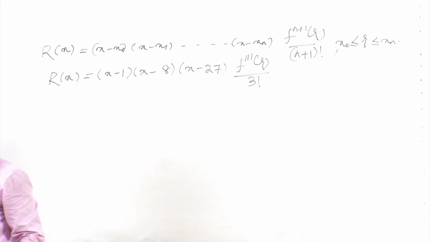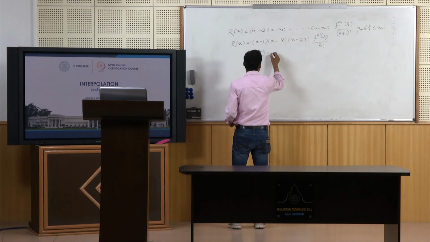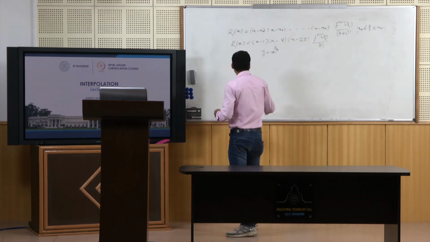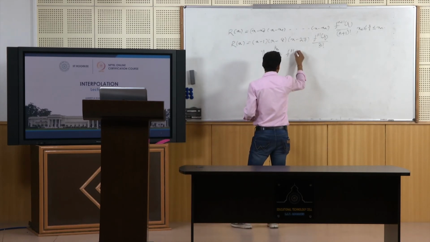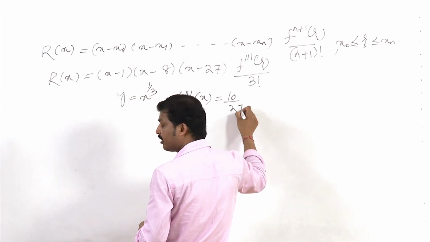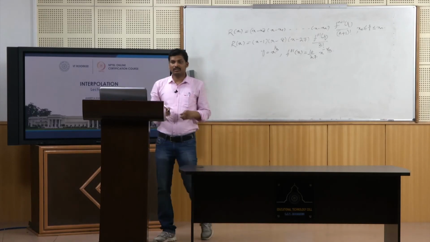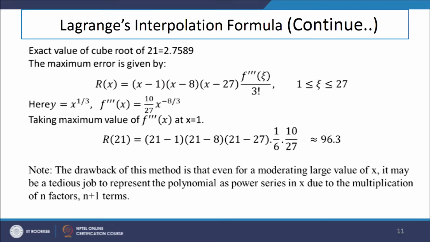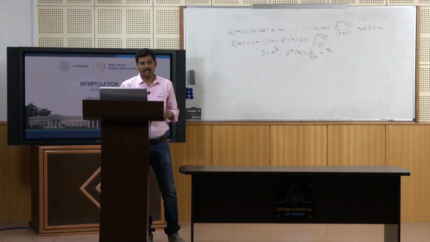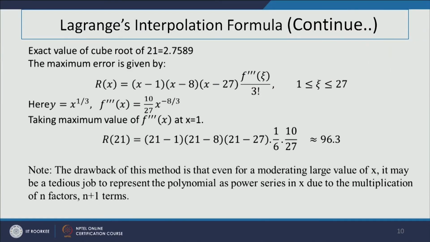So if you go for the computation of this error term here, y can be expressed in the form of x to the power 1 by 3, and if you go for this triple order derivative f triple dash of x here, I can express this as 10 by 27 x to the power minus 8 by 3, and the maximum value of f triple dash x can be obtained at x equals 1, and hence your error term, that is R of 21, can be written as (21 minus 1)(21 minus 8)(21 minus 27), and the maximum value occurs at 10 by 27.